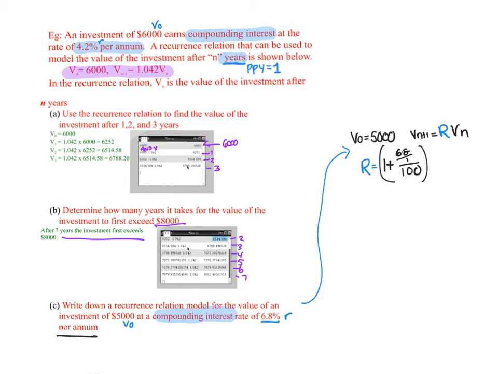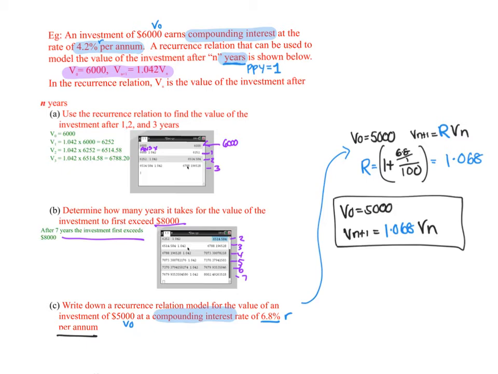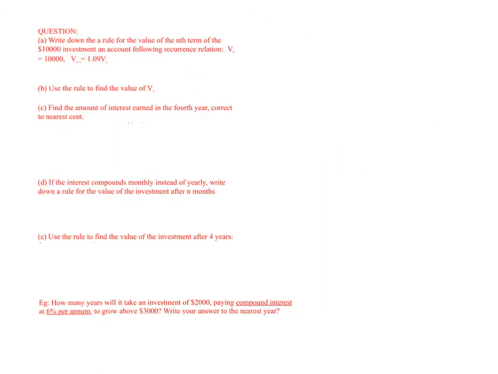That's R, isn't it? So if I finally write out my recurrence relation, I'm going to get V0 and then V(n+1) actually equals, when you work this out, you'll get 1.068 times V(n). So that is your recurrence relation for that. Everyone clear? If I go back. Alright, so let's do this next question.